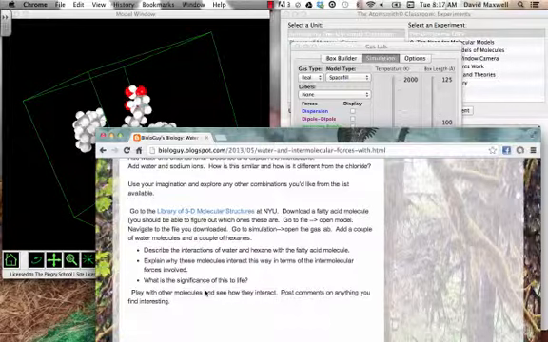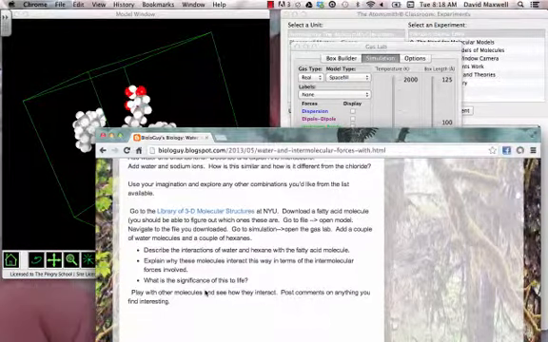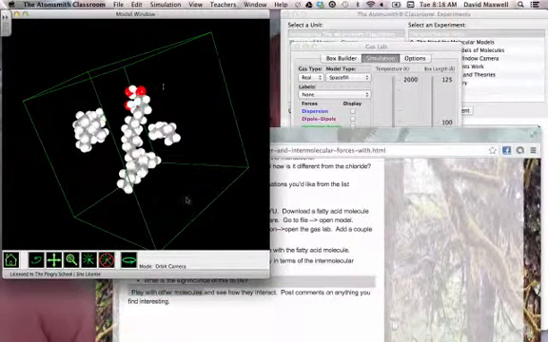Okay. So you want to explain how those molecules interact in terms of their intermolecular forces, and then tell us what the significance of that is to life on Earth. That's it.